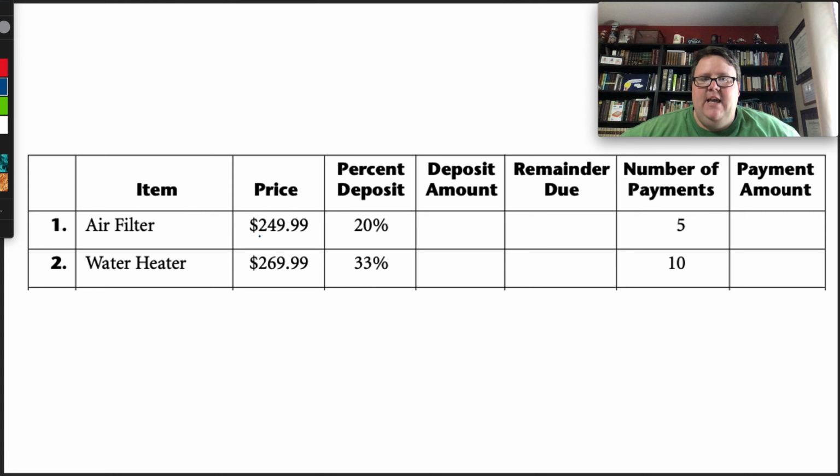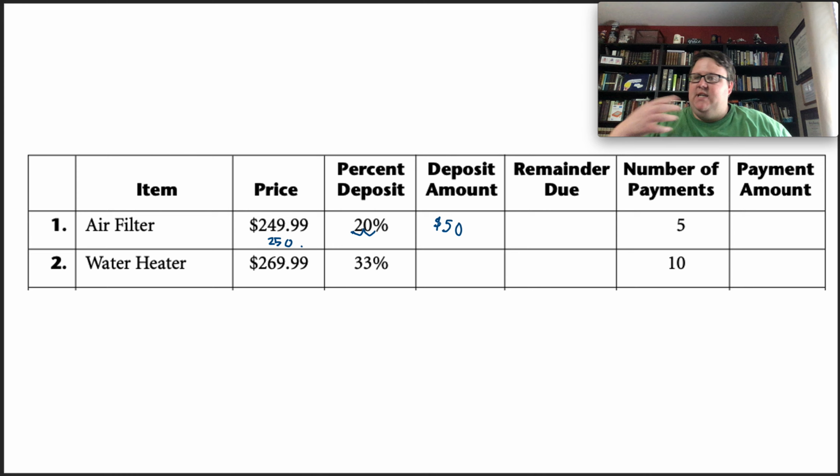All right, so if it's $249.99, we're actually just going to go ahead and say $250. $250 times the percent deposit. We're going to find out how much we deposited by changing this to a decimal. So 250 times 0.20 is $50. Make sure that you're putting in your money sign, because if it's money, you need to write down that it's money. So they paid $50. If it's originally $250, they paid $50.